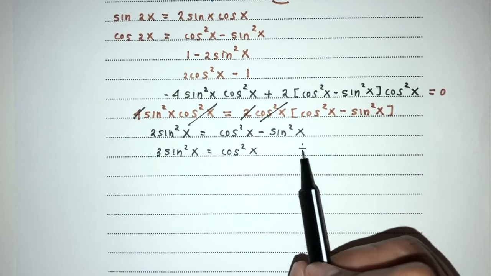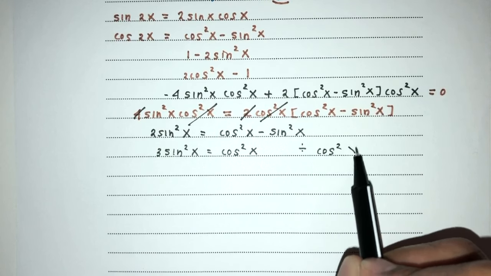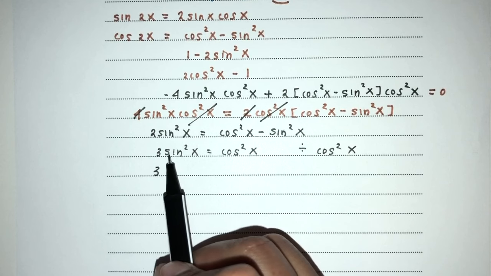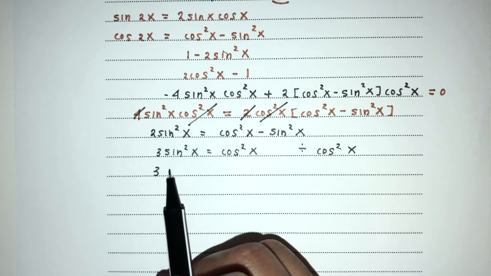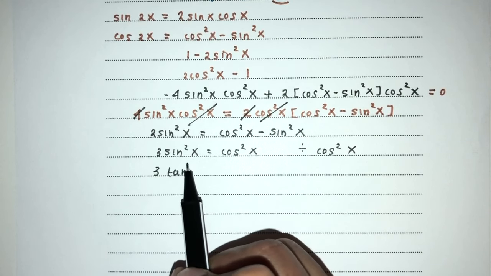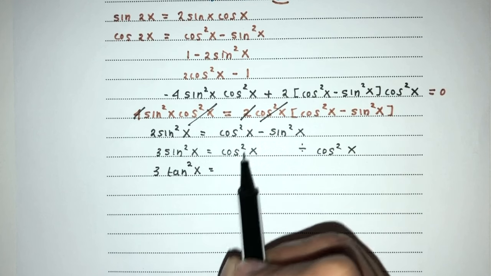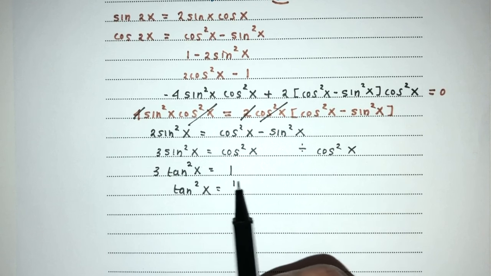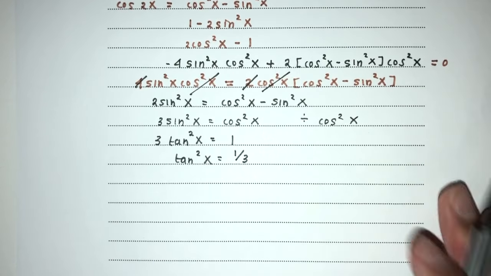Now divide by cos square x everywhere. So as we have seen many times before, whenever in an equation we have sine and cos, we divide by cos. Why? Because you will see it will become, what is sine over cos? That will be tan. And here, because we have square, that will be tan square x. And this will be 1. So tan square x has to be 1 over 3. If that makes sense, right?